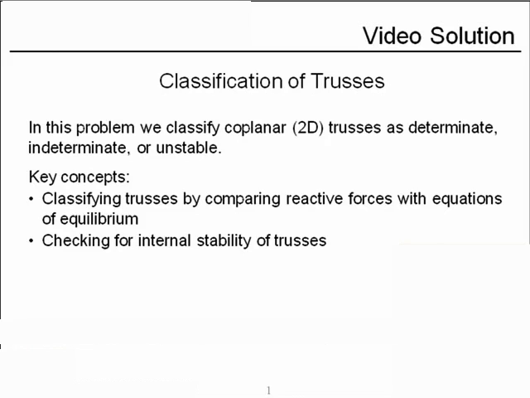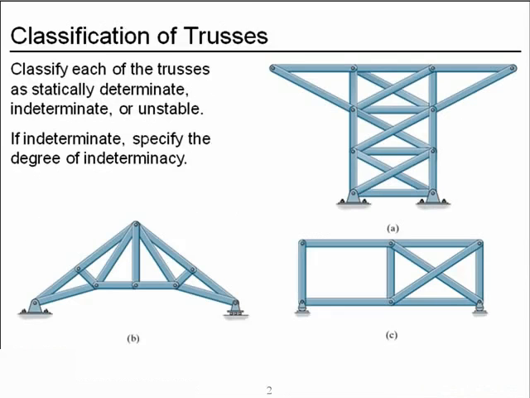And the key concepts we're going to use are classifying the trusses by comparing the number of reactive forces with the number of equations of equilibrium, and we're going to check for internal stability of the trusses. Here are the three trusses we're going to classify, and we're going to evaluate whether they're statically determinate, indeterminate, or unstable. If they're indeterminate, we're going to specify the degree of indeterminacy. Let's begin with the truss labeled A.